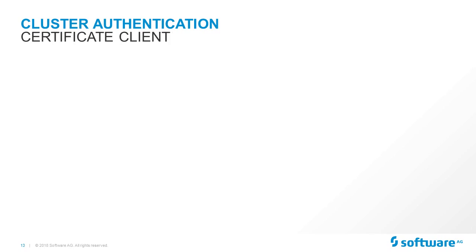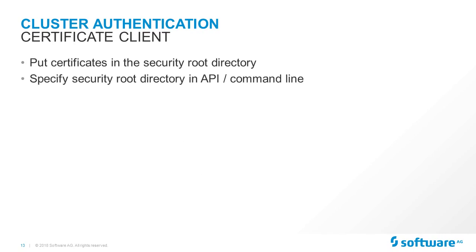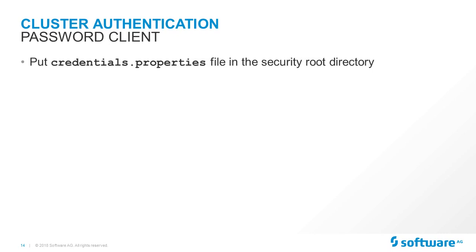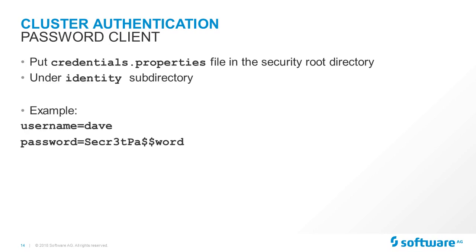On the client side, again, the certificates are stored in the security root directory, and we specify the security root directory in the API or the command line for that particular client. Now, if the client needs something like a username and password pair, for example with file-based or LDAP-based authentication schemes, we would put that pair into a credentials.properties file in the security root directory, and it would go underneath the identity subdirectory. So for example, that file might look something like this. The username here is Dave, and Dave's password is secret password.